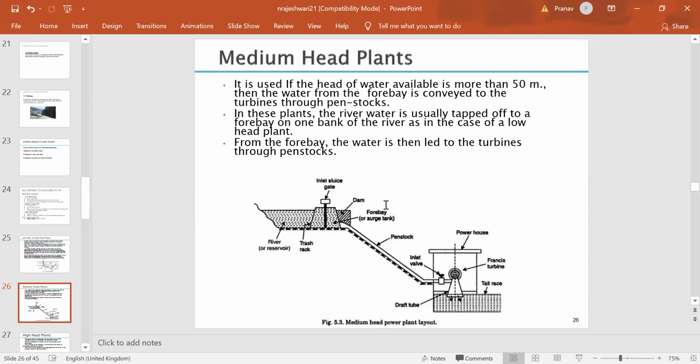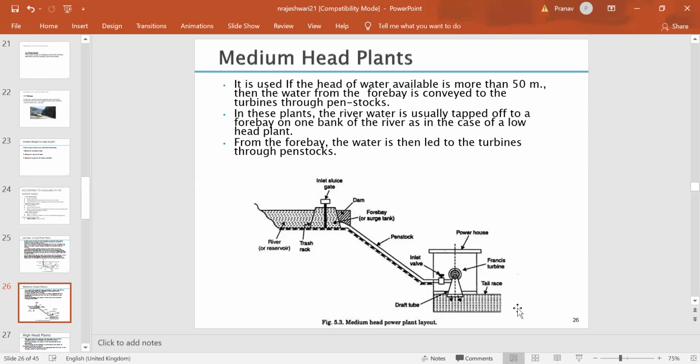And coming to the medium head power plants, it is used if the head of the water available is more than 50 meters, then the water from the forebay is conveyed to the turbine through the penstocks. So this is the reservoir, a river, trash rack, and the inlet sluice gate, dam, a forebay or surge tank. So this is the penstock arrangement, and this is the inlet valve, and this is the turbine. So this total arrangement is the powerhouse.